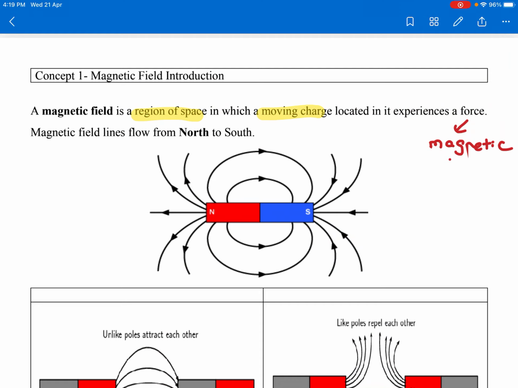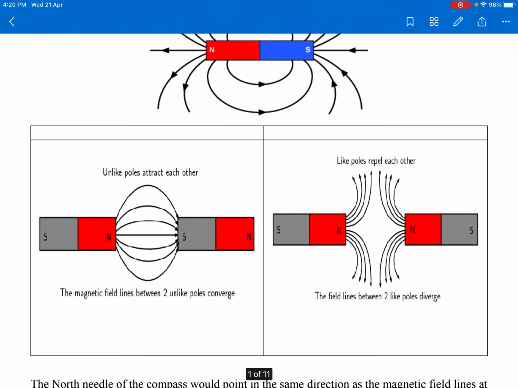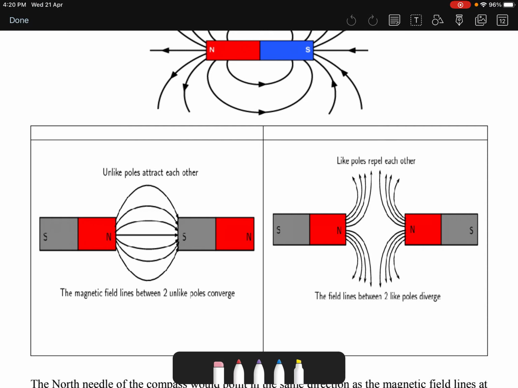Okay, so of course with any fields, we have this thing called the field lines. For magnetic field, the field lines will flow from north to south. So if you have two magnets with the north and the south pole facing each other, the two magnets will attract. And you need to know how to draw the field lines. So the field lines will come up from the north and go into the south.